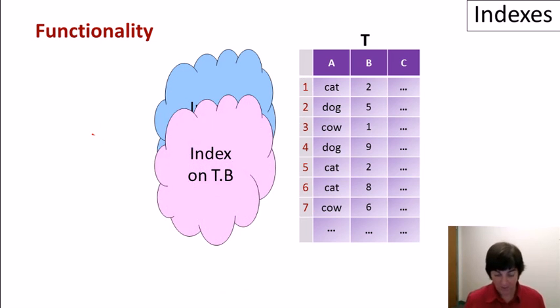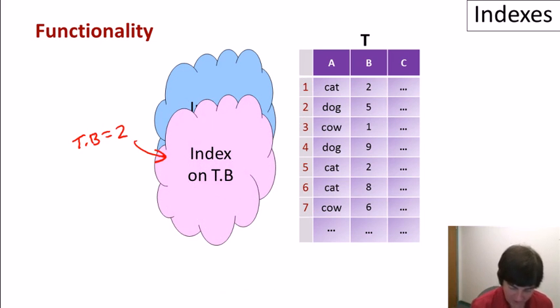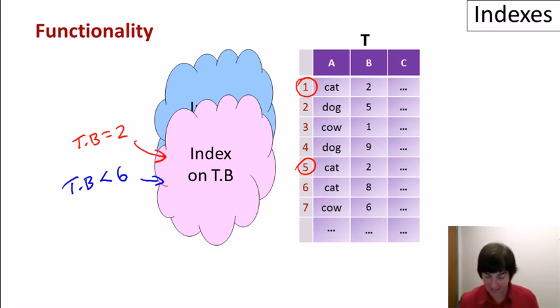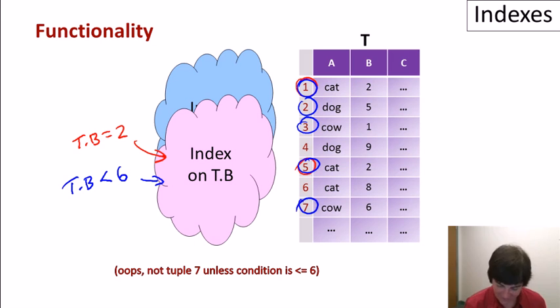If we're interested in evaluating conditions on column B, then we can also build an index on column B. For example, now we could ask questions like, when is T.B equal to the value 2? We ask the index, and the index will tell us that tuple 1 and tuple 5 have the value 2. We could also ask, for example, when the value in T.B is less than 6. And the index in that case would tell us that tuple 1 is less than 6, 2, well, most of them, 3, 5, and 7.